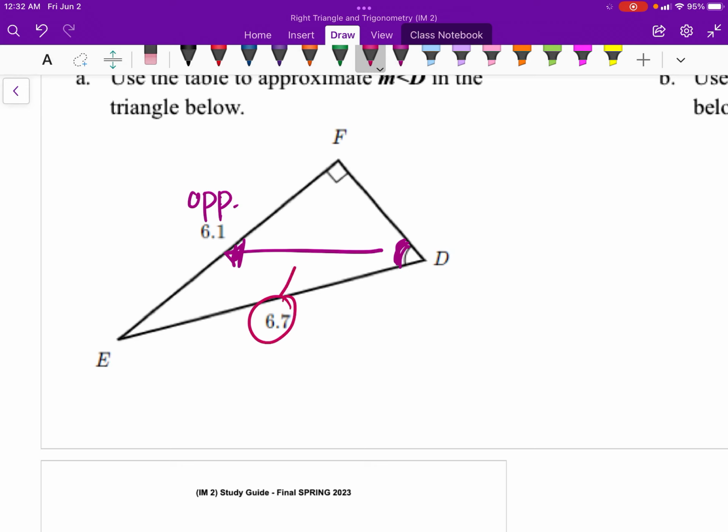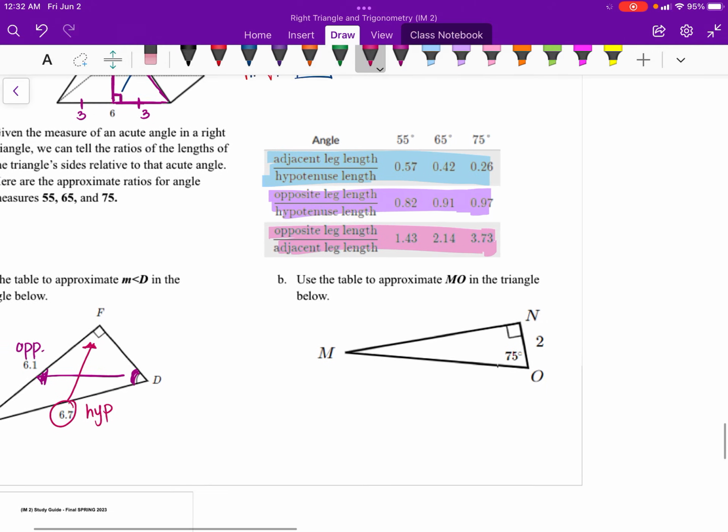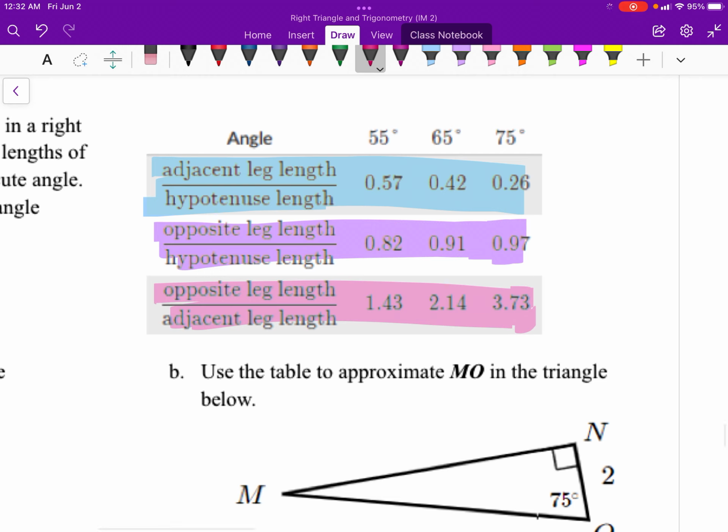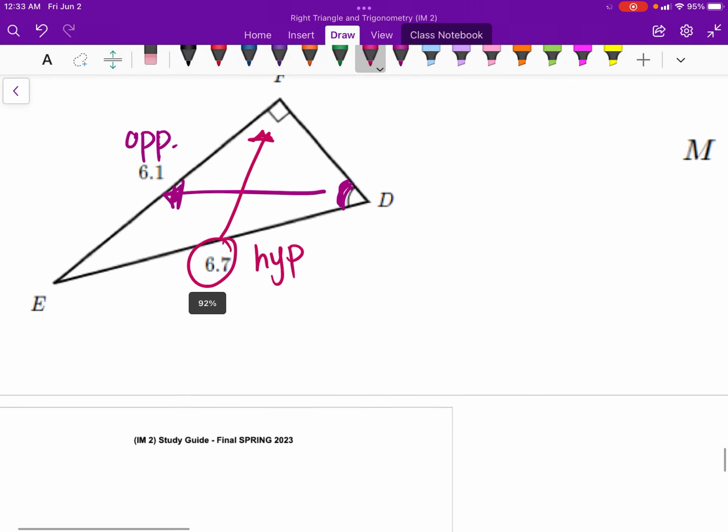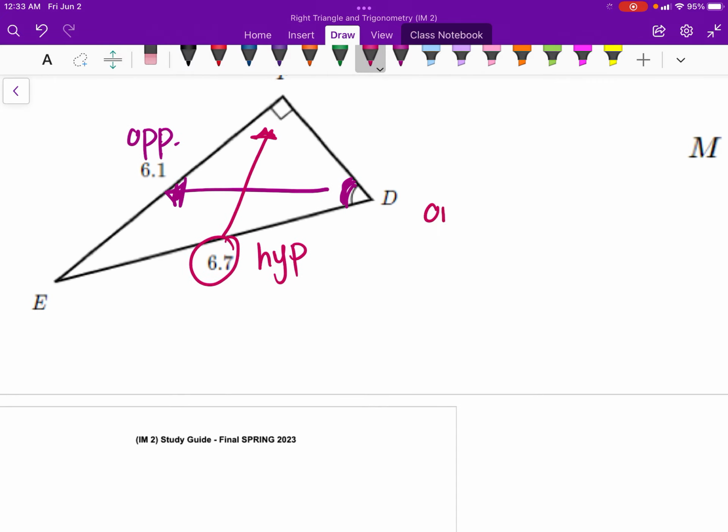The 6.7 is opposite to the 90, which is the hypotenuse. So in this case, question for you is, if we take a look back at our chart, which ratio shows opposite and hypotenuse? And in this case, opposite and hypotenuse would be this one here. Focus on this one. So let's calculate that fraction, simplify it, and see which one it gives us. So that's going to be opposite over hypotenuse, which in this case would be 6.1 over 6.7.